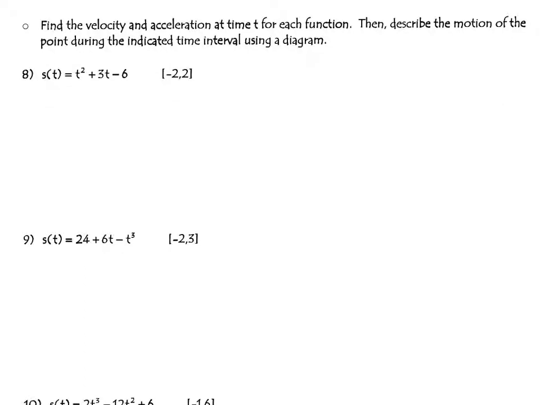Alright, the directions for number 8 tell us to find the velocity and the acceleration at time t for the functions, so our general functions for each. Then describe the motion of the point during the indicated time interval using a diagram. I'm going to add one more thing in here that I want you guys to do. We'll do it together for this one: find out when it's speeding up. So when is it speeding up?